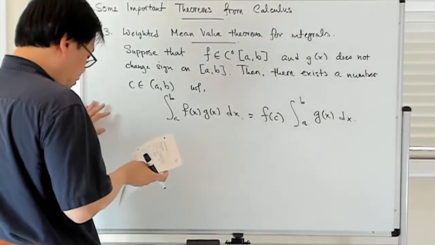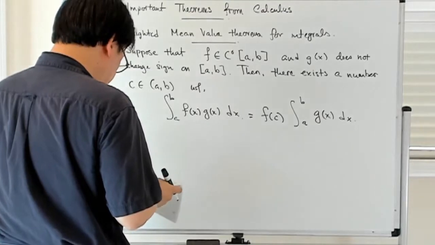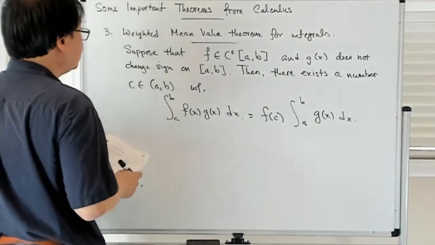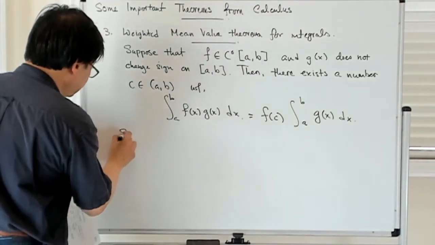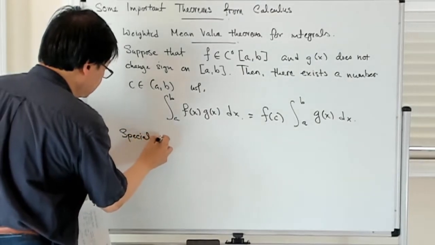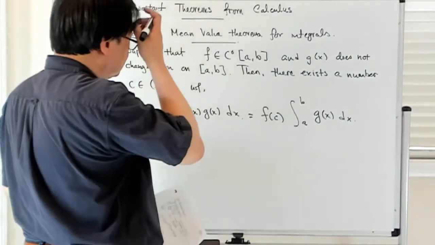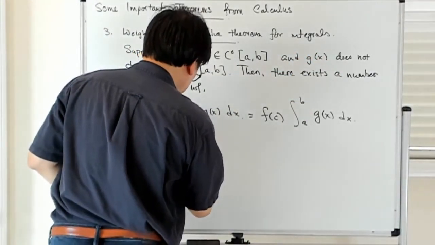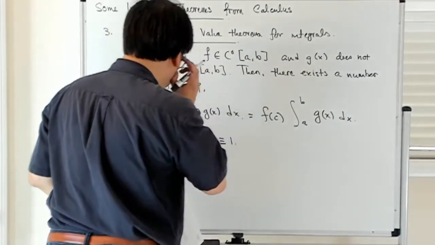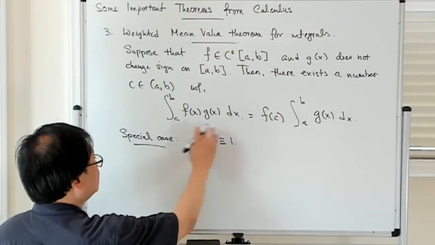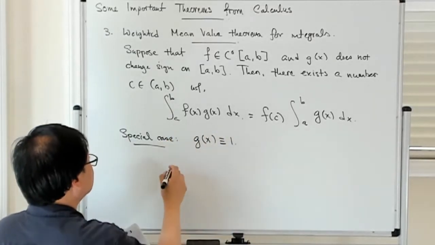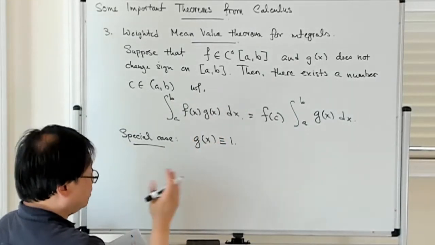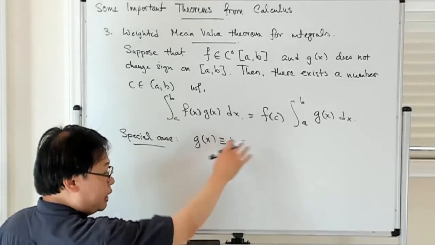So you might ask how this relates back to the mean value theorem. Let's look at a special case of this. The special case is when g of x is just identically 1. So g of x identically 1 satisfies the condition that it doesn't change sign in the interval from a to b. So we're good there, and we can go ahead and apply this theorem.